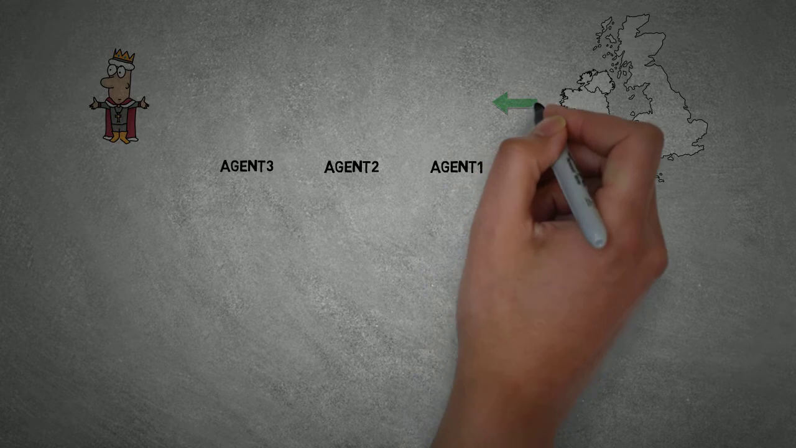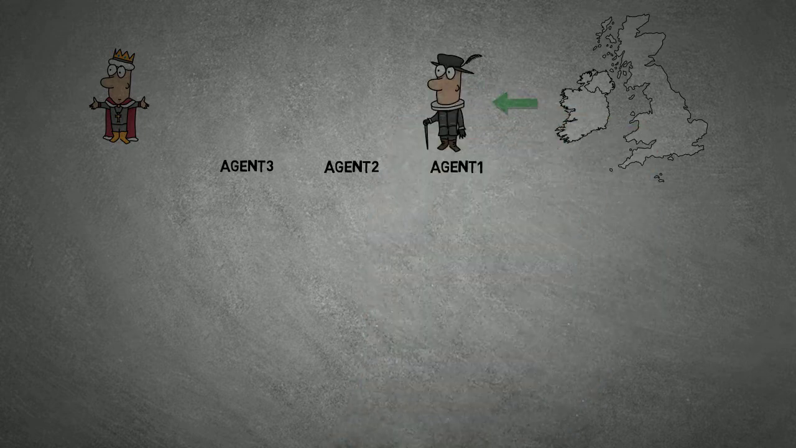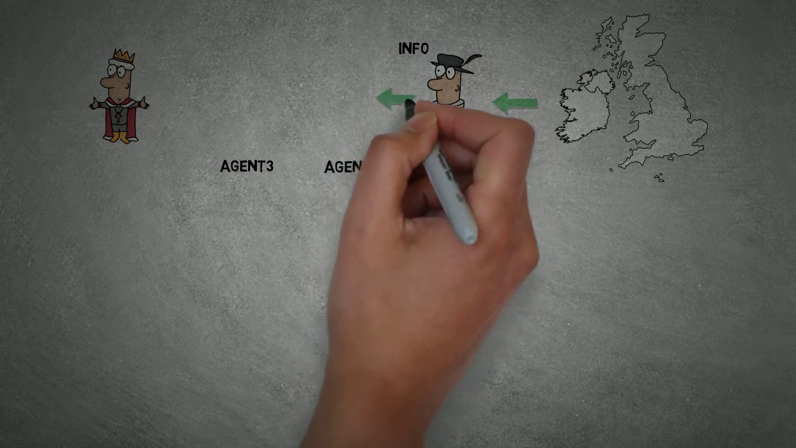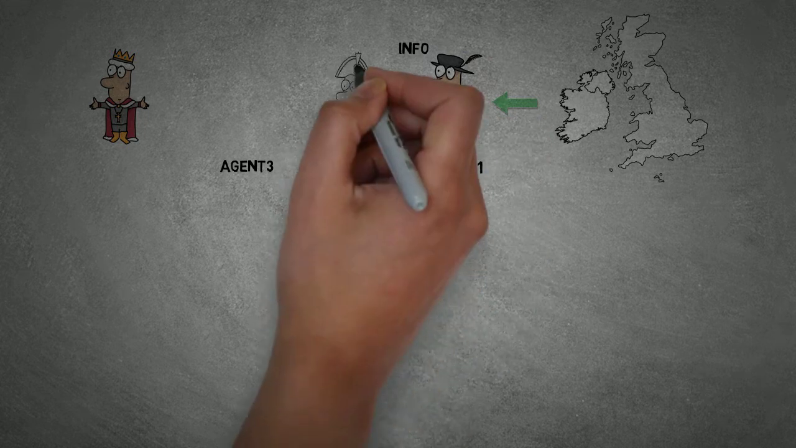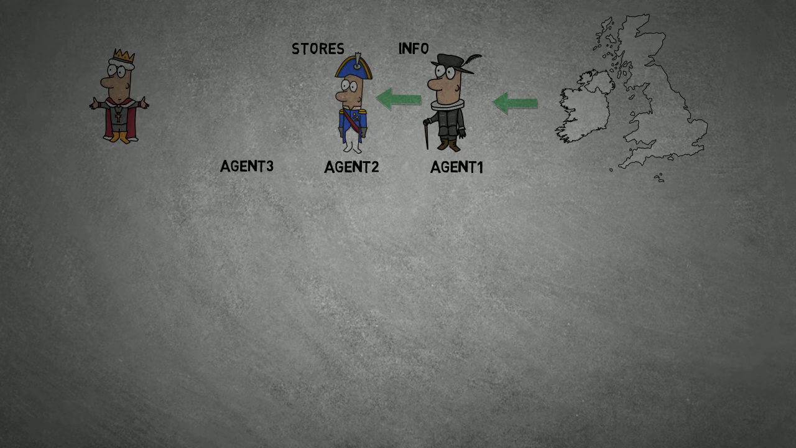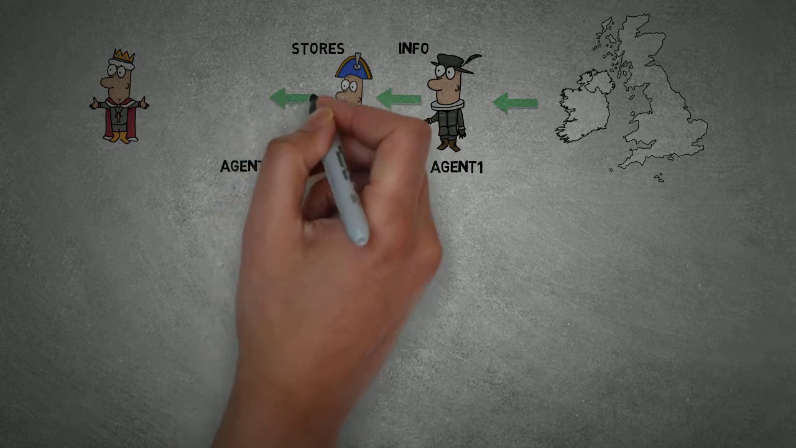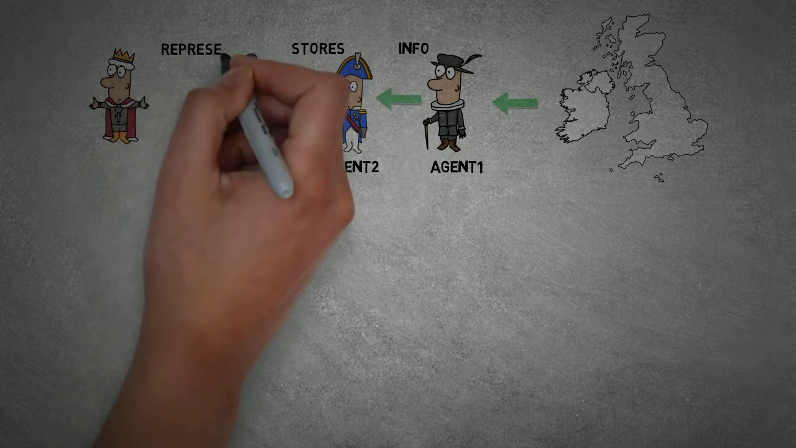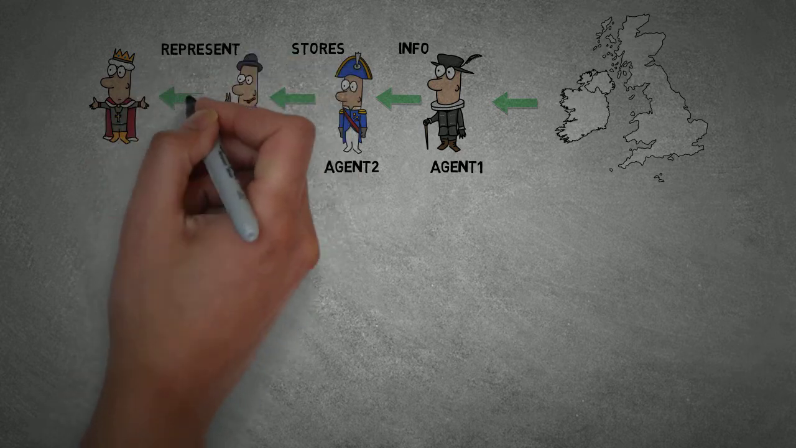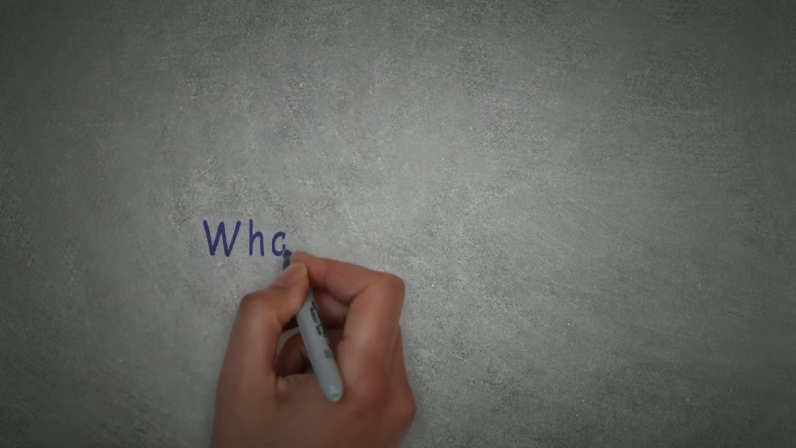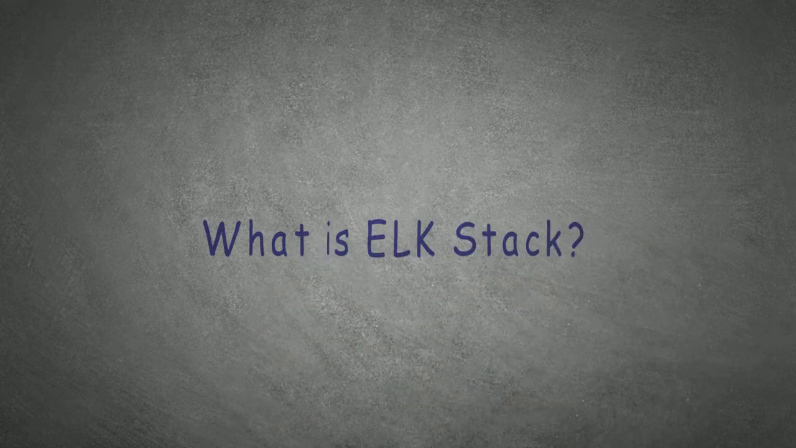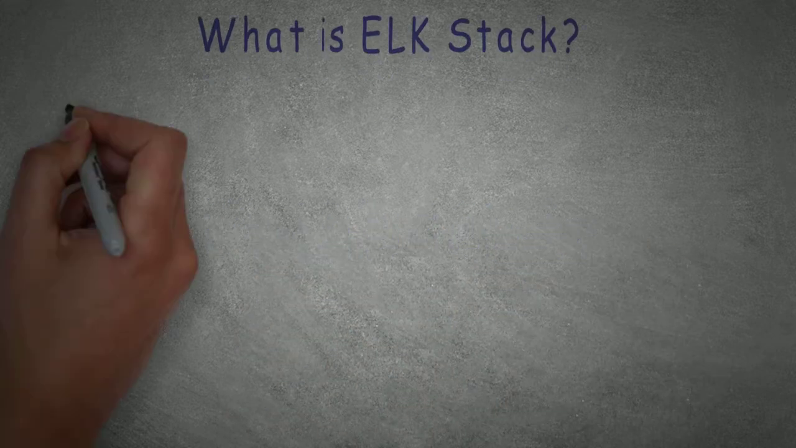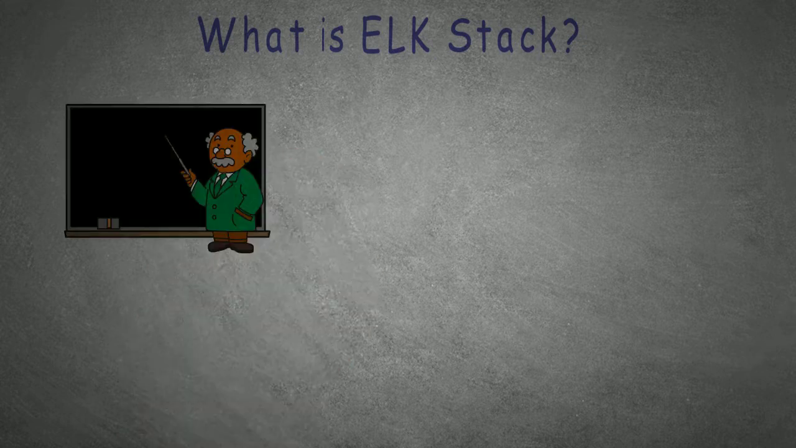Agent 1 has to collect information about people from the country and pass this information to agent 2. Agent 2 stores the information with him so the king can refer to it later whenever he wants. And lastly, agent 3 reads all the information, prepares its summary and presents that to the king. If you understand this, then you probably understand what is ELK stack. No, I'm not joking, seriously.